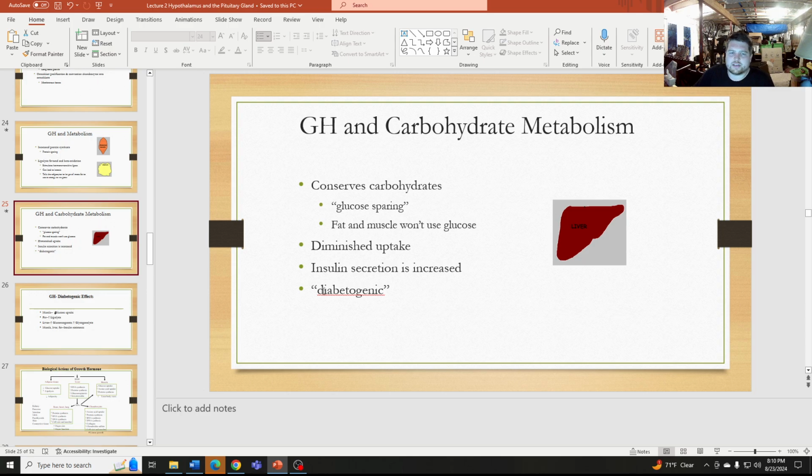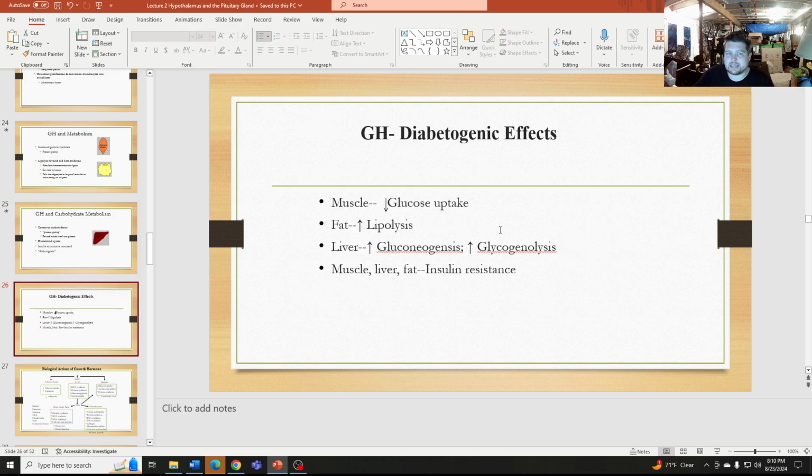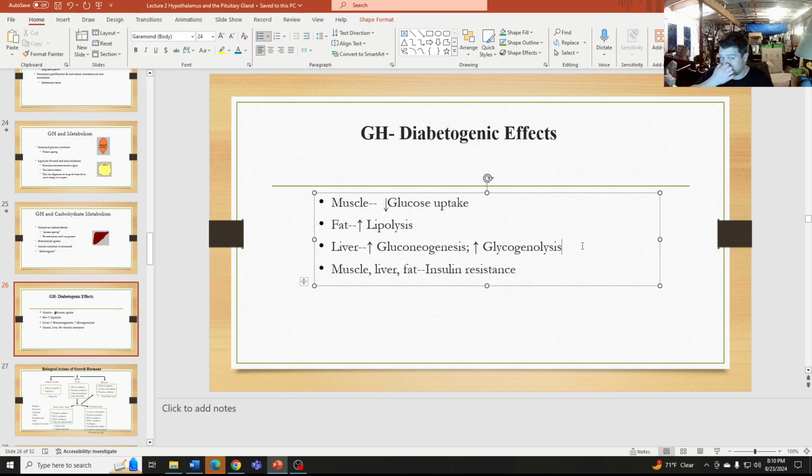so we need less insulin, and it's diabetogenic, meaning if something is off with growth hormone, you can start to see some of these effects. It's similar to diabetes, where the muscles will take up less glucose, you'll increase lipolysis, you'll increase gluconeogenesis, you'll increase glycogenolysis, and muscle, liver, and fat are more insulin resistant.